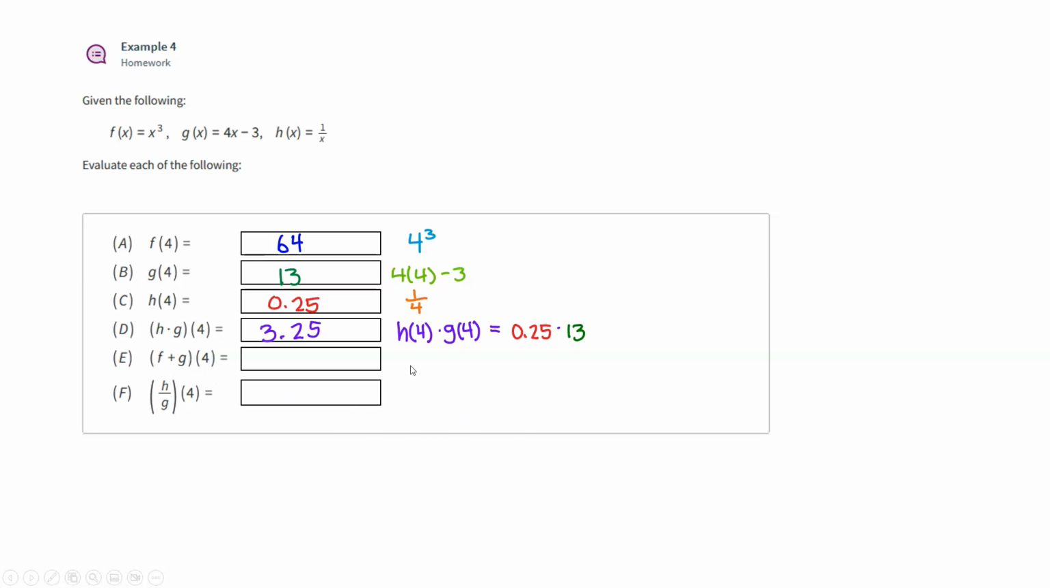F plus g of 4 is the same thing as f of 4 plus g of 4, which is going to be 64 plus 13, and that's going to give you 77. And it works the same way with division.